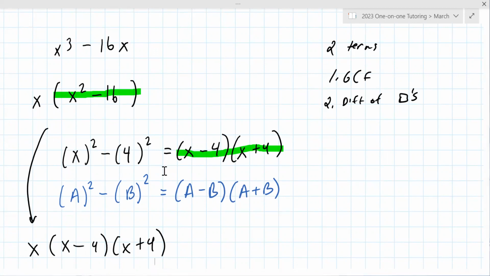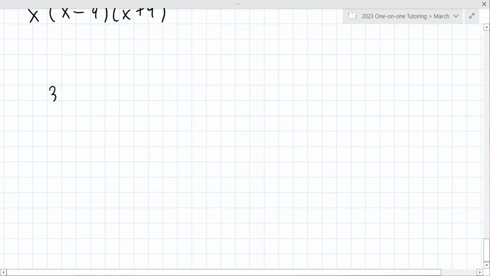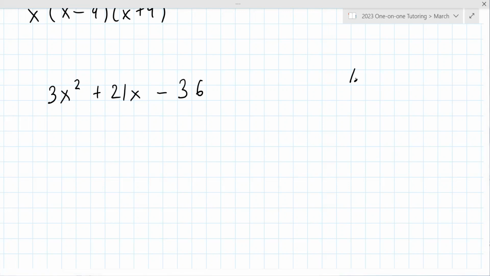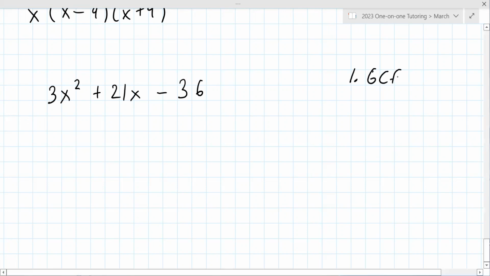All right, so let's do a longer one. Are you ready? 3x squared plus 21x minus 36. Like this. What's the very first type of factoring that you should always try? What's the name of it? Greatest common factor, GCF. Now, is there a number or a letter that goes in all three? You should always try the first number there.